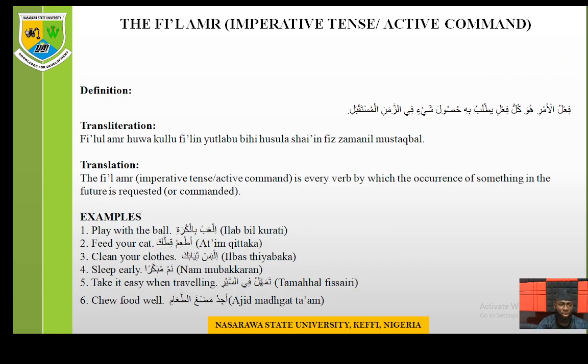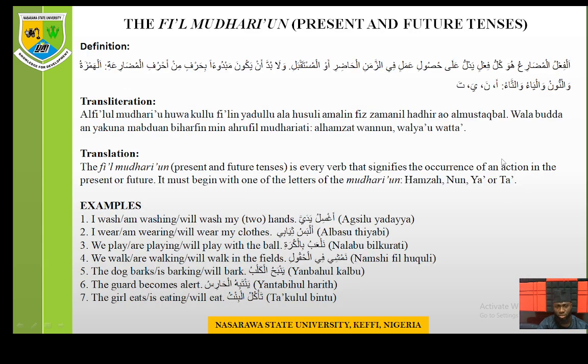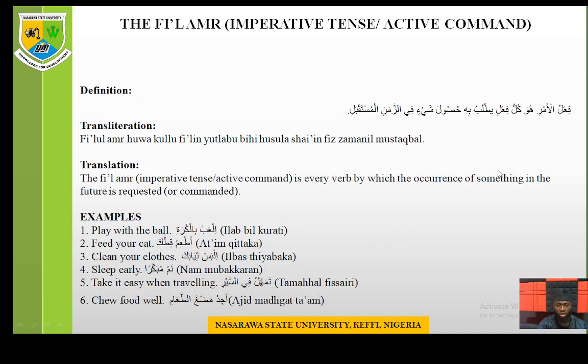So the next one is fi'l al-amr. Yes, fi'l al-amr, هو كل فعل يطلب به حصول شيء في الزمن المستقبل. And I transliterated it here. You can see it and read it as it is. In the translation, we said the fi'l al-amr, which is the imperative or active command, is every verb by which the occurrence of something in the future is requested or commanded.